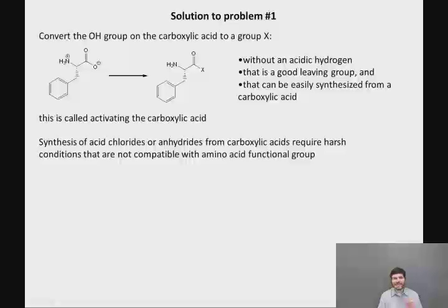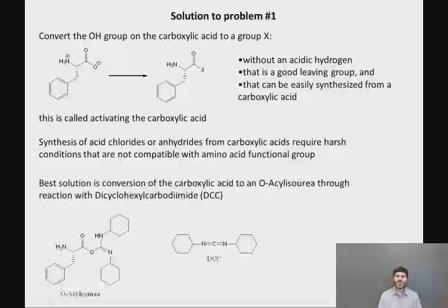But the problem is synthesizing either an acid chloride or an anhydride from carboxylic acids actually requires harsh conditions that are not compatible with the amino acid functional group. You have to remember that an amino acid has at least 2 functional groups on it. It's got the carboxylic acid piece and the amine piece, and many of them have further functional groups on the side chain. So these reactions need to be done under mild conditions, and they need to be selective for the part of the molecule, namely the carboxylic acid, that you want reacting.